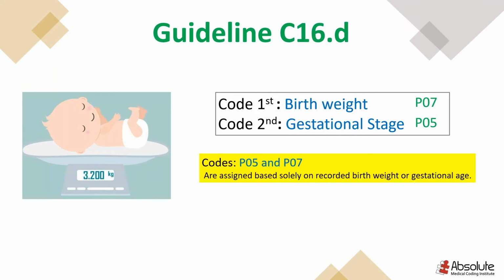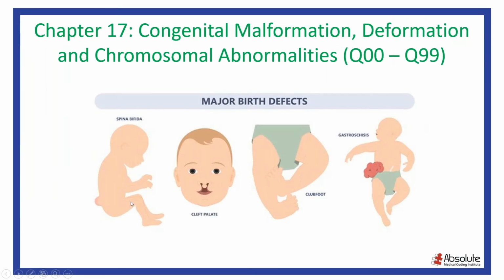When both birth weight and gestational age are available, two codes from the category should be assigned, and you sequence the birth weight before the gestational age. So you have to code the birth weight, that is P07, first, followed by gestational age, P05, when both are present, and these are assigned based solely on the recorded birth weight or gestational age.